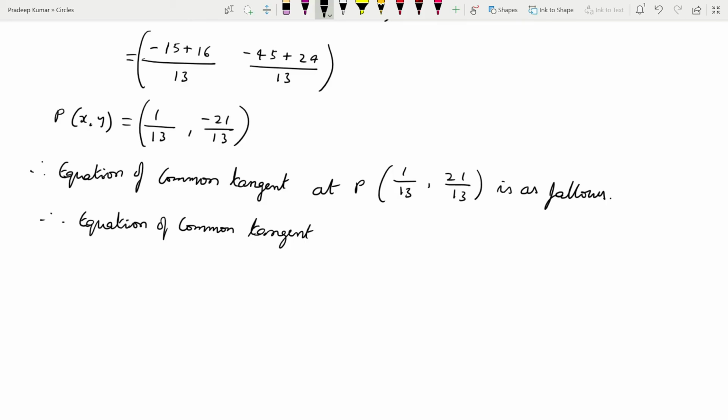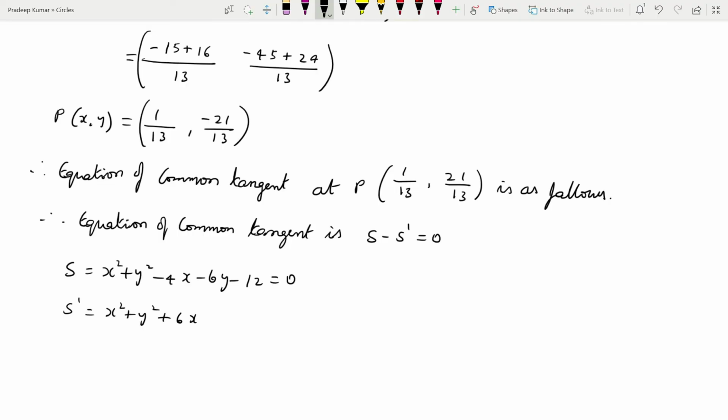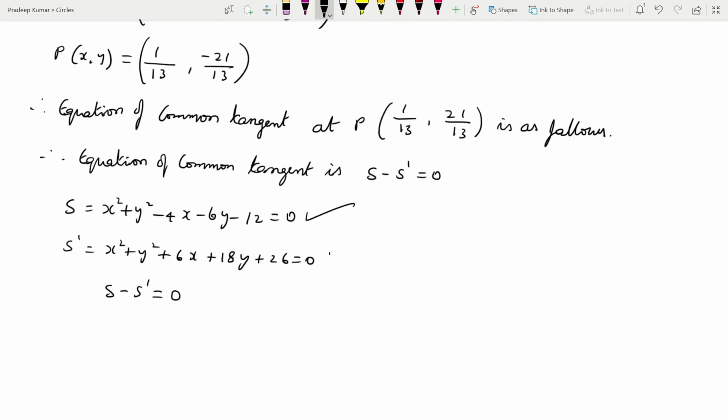So that is, we can write S minus S dash equal to 0. So we'll just take the first circle equation and the second circle equation. When we subtract both of them, we'll be getting the common tangent. So first circle equation, which is given, x square plus y square minus 4x minus 6y minus 12 equal to 0, and S dash equal to x square plus y square plus 6x plus 18y plus 26 equal to 0. So let's do this: S minus S dash equal to 0.